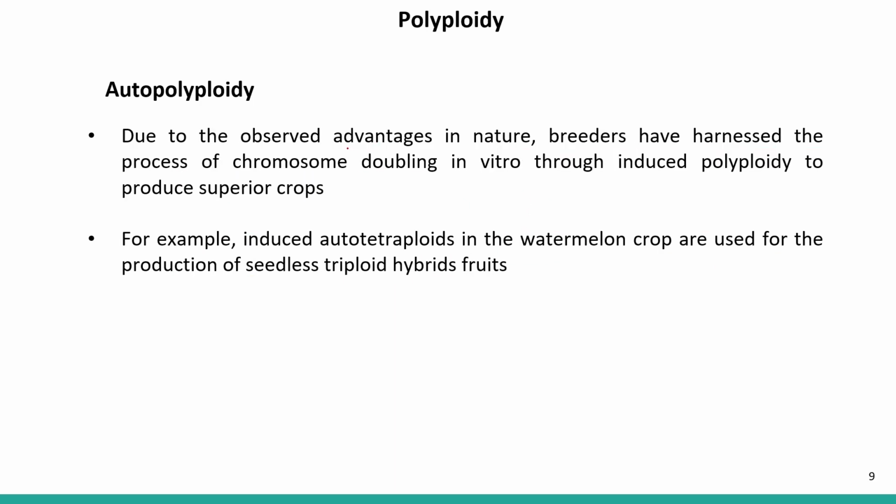Due to the observed advantage in nature, breeders have harnessed the process of chromosome doubling in vitro through induced polyploidy to produce superior crops. This spontaneous chromosome doubling, which was occurring naturally, has now been adapted by plant breeders in vitro, meaning in the laboratory. An induced polyploid phenomenon takes place, forming some superior crop varieties.